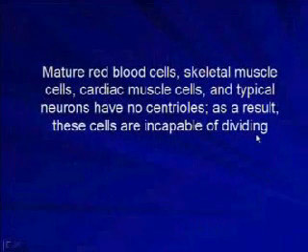Now, mature red blood cells, skeletal muscle cells, cardiac muscle cells, and typical neurons have no centrioles. As a result, these cells are incapable of dividing. You should be aware of this fact. Again, the absence of the centrioles prevents these cells from being able to go through cell division.